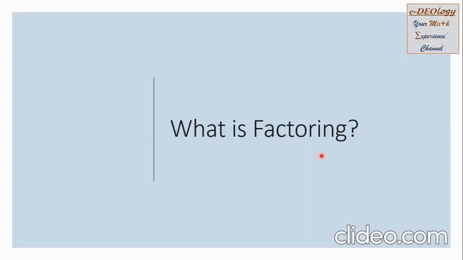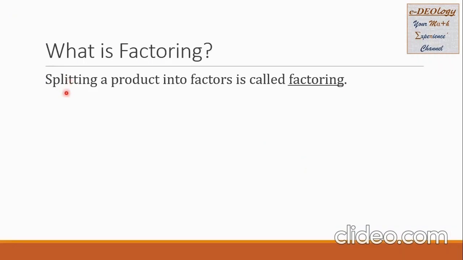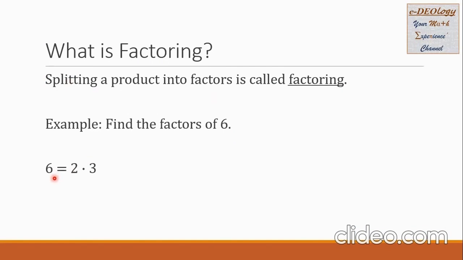Let us go to factoring. What is factoring, by the way? Splitting a product into factors is called factoring. Example, find the factors of 6. It is showing here that the factors of 6 are 2 and 3.